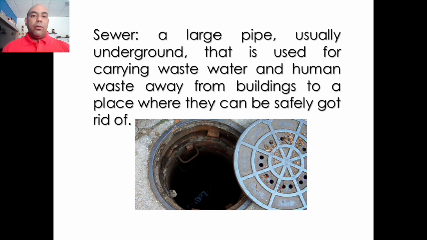And a sewer, as you can see in the picture, is a large pipe, usually underground, that is used for carrying wastewater and human waste away from buildings to a place where they can be safely got rid of. Remember that you're going to be using a word list to make the vocabulary assignment.